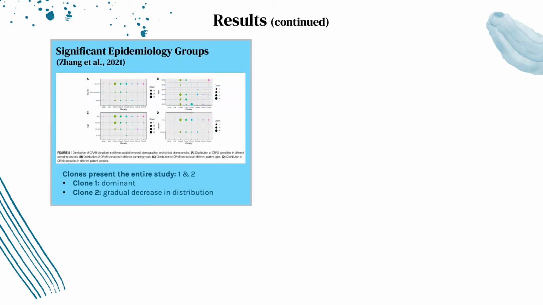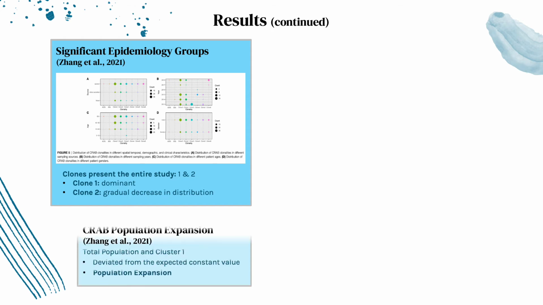So using a chi-squared test, the authors identified significant groupings on an epidemiologic level, as illustrated in this figure. There's a significant difference in community structure in relation to only time, not to any other of the factors. Over time, clone 1 was the most persistent, followed by 2, although 2 showed a gradual decrease in distribution over time. In regard to population growth, a DNASP analysis revealed that cluster 1 deviated from the expected value, but population expansion was present.